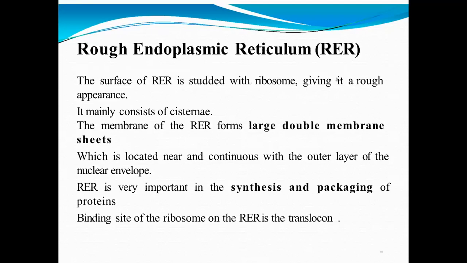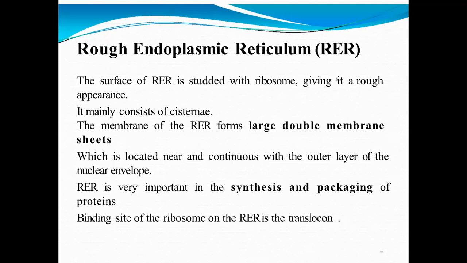So after smooth endoplasmic reticulum, we have rough endoplasmic reticulum. The surface of rough endoplasmic reticulum has ribosomes embedded on it, giving it an appearance of roughness, and because of that roughness, it is known as rough endoplasmic reticulum. It mainly consists of cisternae, as we already saw in the figure, that the cisternae have ribosomes, and there is a space in the cisternae that is known as cisternal space. The membrane of rough endoplasmic reticulum forms large double membrane sheets, which is located near and continuous with the outer layer of the nuclear envelope.